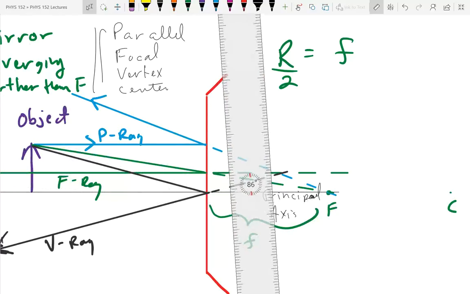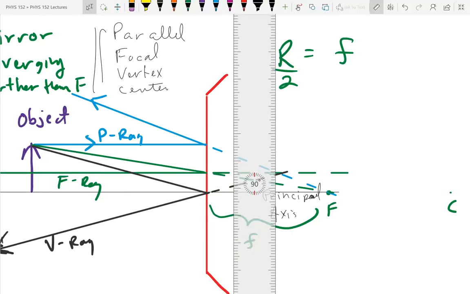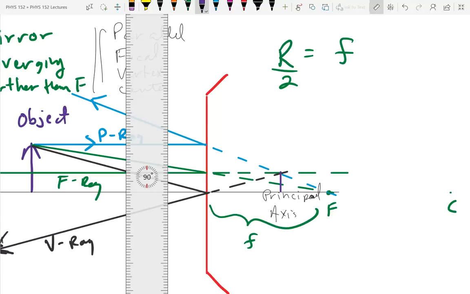Final thing is, where's my image? Let's get this back to 90 degrees because the image is simply going to go from the optical axis to where they all meet. And thus, there's my image.